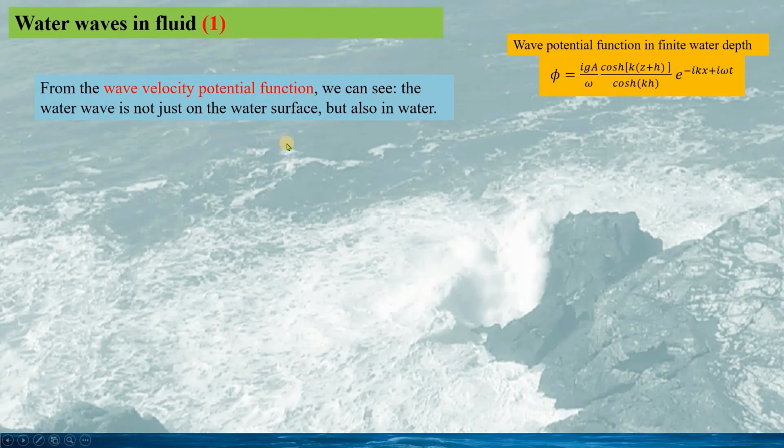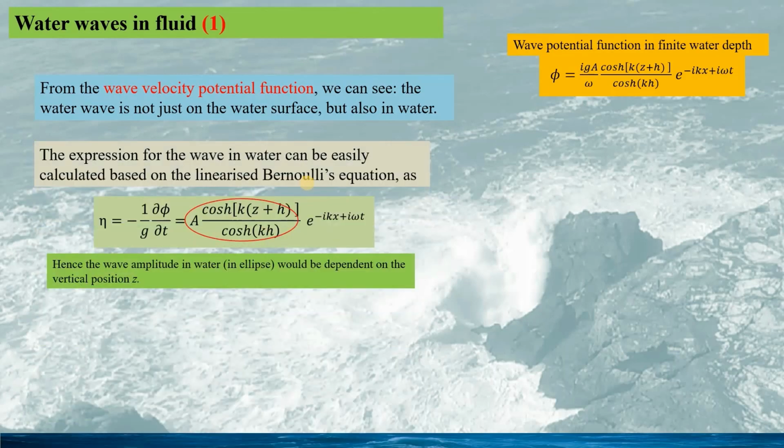Based on this velocity potential function, we can deduce that the water wave is not just on the water surface, but also in water, and the wave in water can be easily obtained from the linearized Bernoulli's equation, given as this. Here, the wave amplitude in the red ellipse is dependent on the vertical position, z, in water. So if we take z equals 0, we can obtain the wave on the water surface expressed as this.